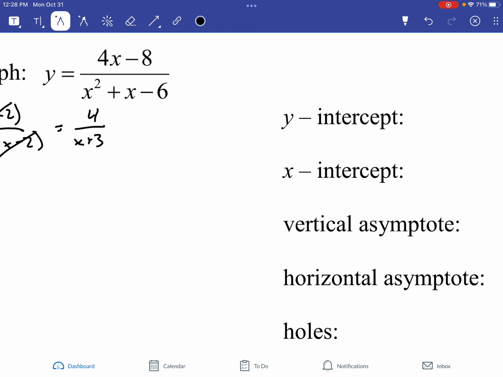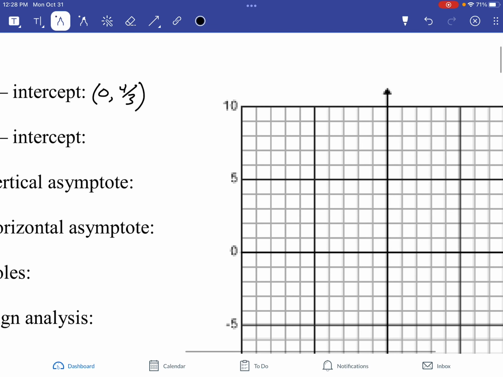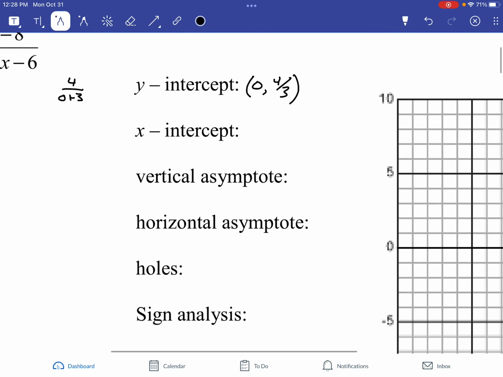All right, for our y-intercept, we put 0 in for all the x's. So we have 4 over 0 plus 3. We have 0 comma 4/3 for our y-intercept. And I'll graph that. So 4/3 is like 1 1/3, so it's a little bit over 1. Put a point a little bit above 1 on the y-axis.